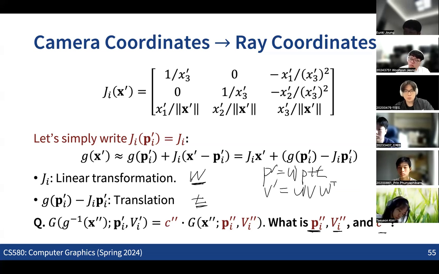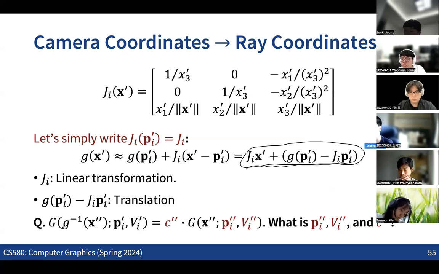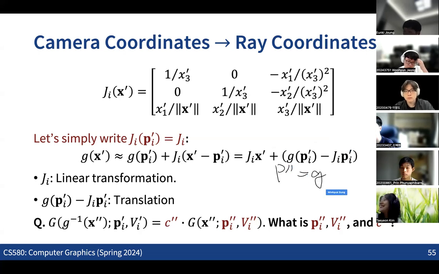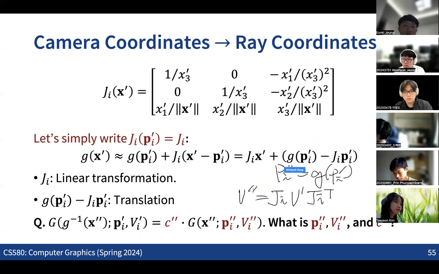If we do the same thing and now define the linear part, we just plug it into this equation. If we plug it in, then these two will be canceled out, and P double line will become J P line. And also the V double line will become J V line J transpose. Just following exactly the same thing that we have done in the previous transformation.